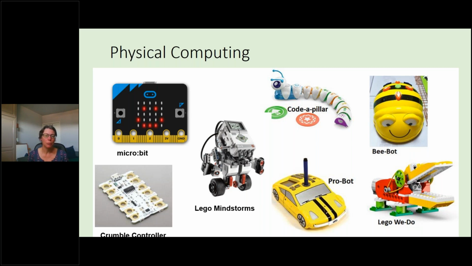Lower cost things are things like the crumble control and the microbit, and they can be a little bit fiddly, because the problem when you start connecting wires together and motors and lights is that you then sometimes have to debug the code and the physical system. But again, some learners find this really engaging and really useful to use. So that's physical computing. So if you've got physical computing devices, great. If not, see if there's a little bit in your budget to find a few of those.